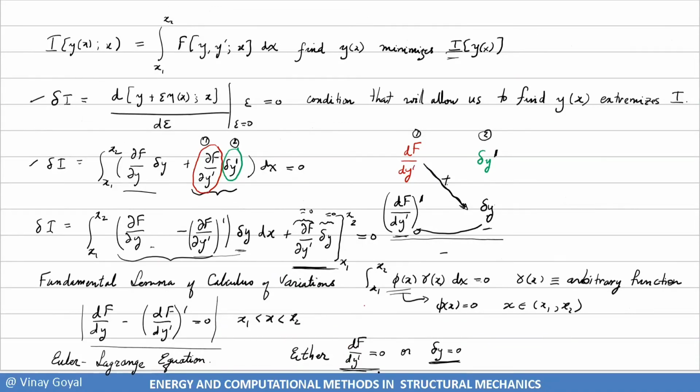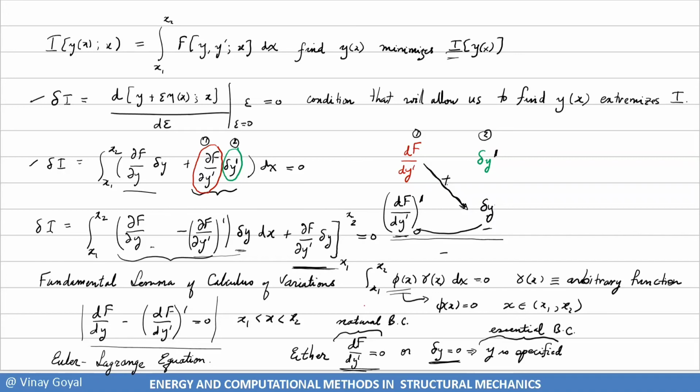I'm going to call this the natural boundary condition. And this here, which implies that y is specified at the endpoints, I call the essential boundary condition. So there's two possible boundary conditions for this term right here, for the boundary term. Okay.